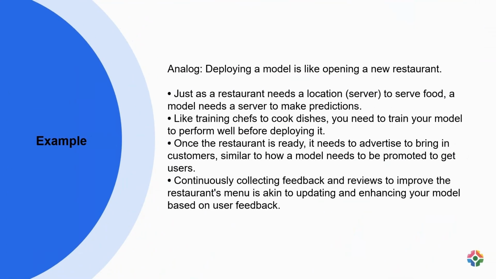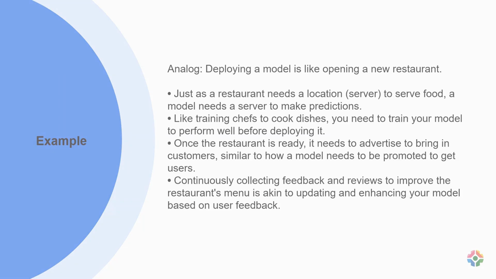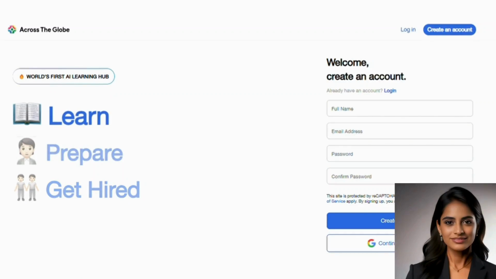Analogy. Deploying a model is like opening a new restaurant. Just as a restaurant needs a location and a server to serve food, a model needs a server to make predictions. Like training chefs to cook dishes, you need to train your model to perform well before deploying it. Once the restaurant is ready, it needs to advertise to bring in customers, similar to how a model needs to be promoted to get users. Continuously collecting feedback and reviews to improve the restaurant's menu is akin to updating and enhancing your model based on user feedback.